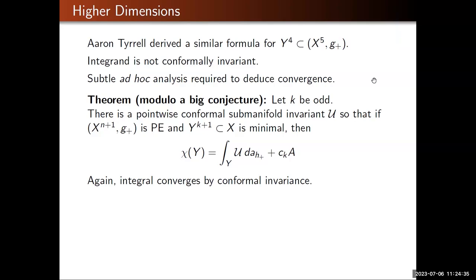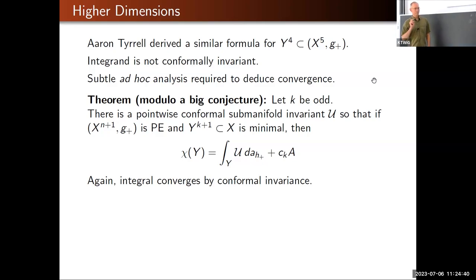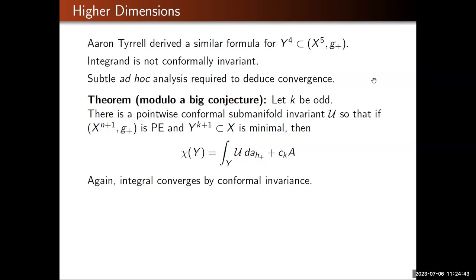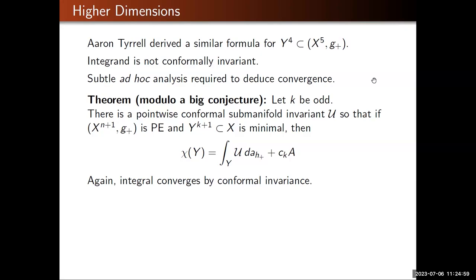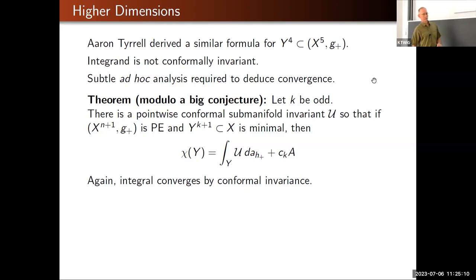A question here. Hello, can you hear me? Yes. Hi, Robin. This is Piotr. So you have a K and an N in the theorem. Is that on purpose? Is K in N, or what? K and N are both arbitrary. So minimal means, if it's dimension 25, minimal means zero mean curvature vector. Exactly. Okay, thanks.